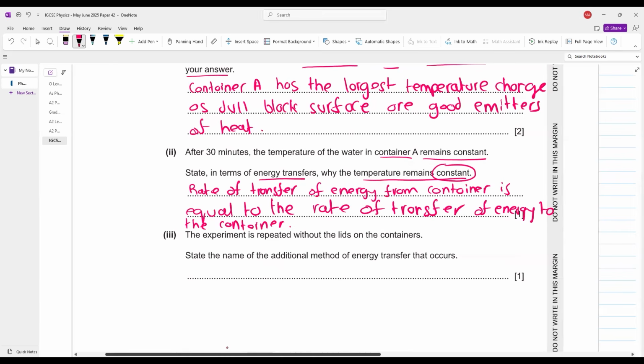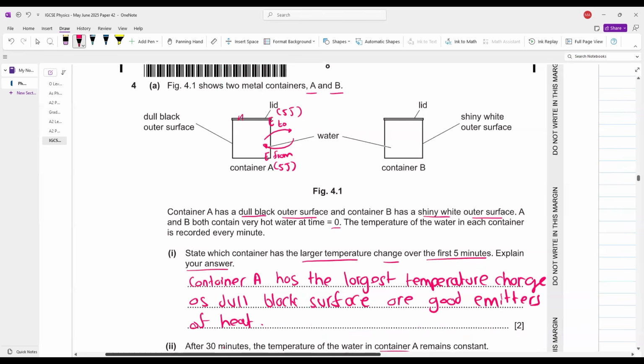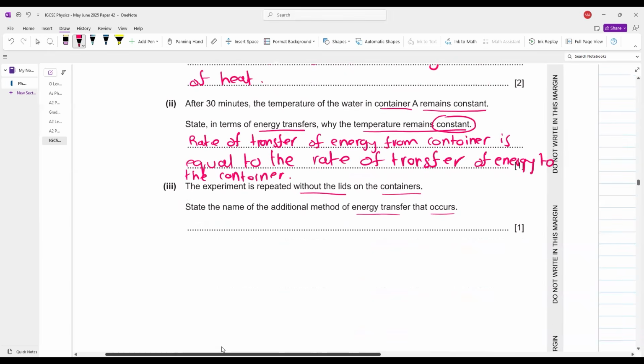The experiment is repeated without the lids on the container. State the name of additional method of energy transfer that occurs. अच्छा जी. अब ये आप lid remove कर रहे हो. Which energy transfer method will also happen now? Convection. Convection का process भी होना शुरू हो जाएगा.